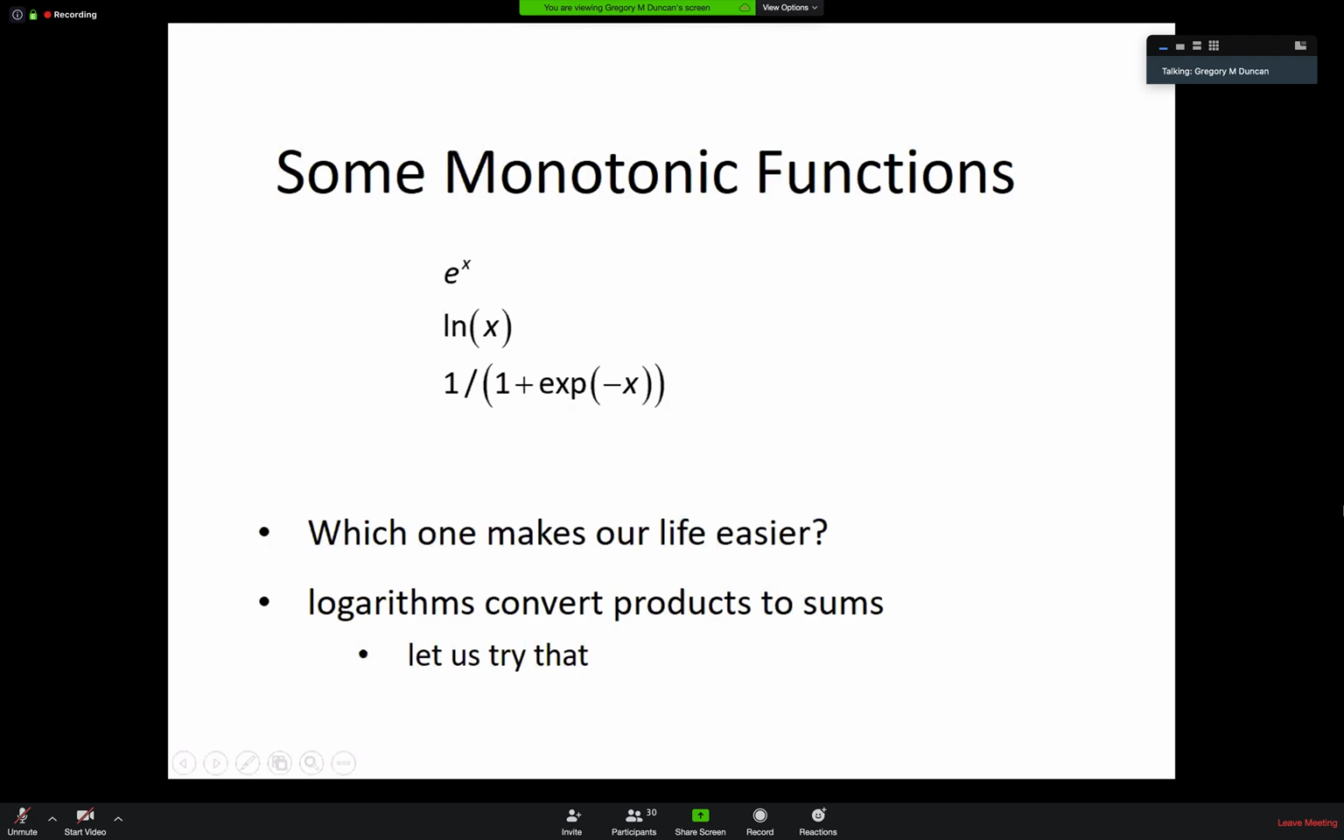Remember, we have a likelihood that is a product. It's a product of, let's say we have 100,000 observations, 100,000 probabilities. We don't want to use products. Logarithms convert products to sums. Sums are easy to work with. The derivative of a sum is the sum of derivatives. So let's try that.